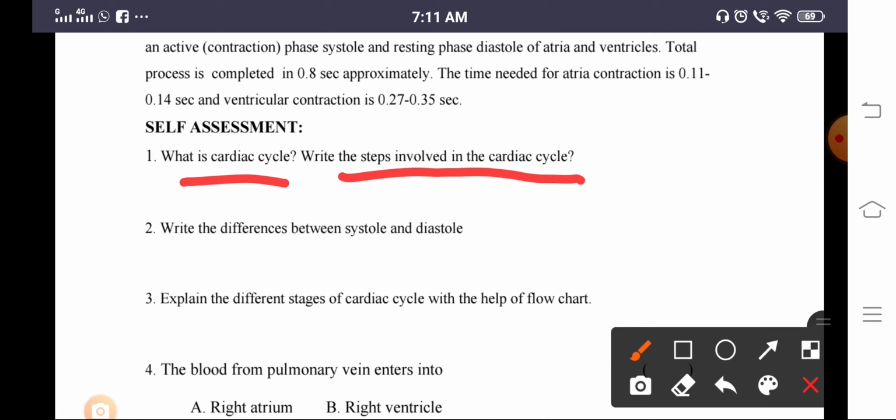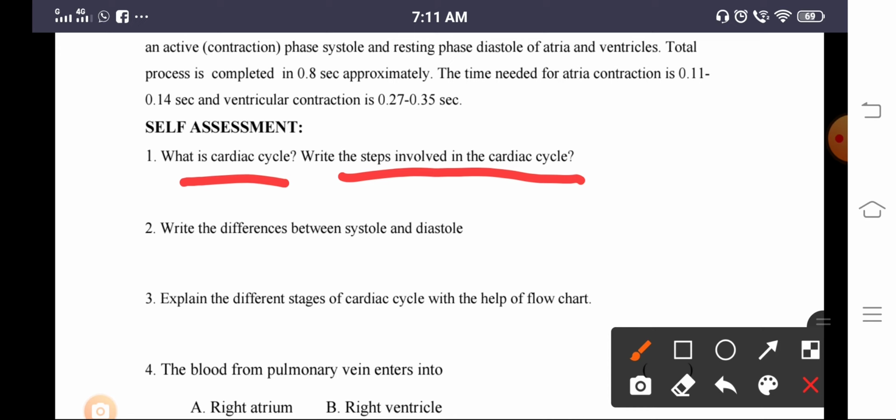Lub sound will come from the closing of valves which are present between auricles and ventricles, whereas dub sound comes from the closing of valves which are present at the mouth of the pulmonary artery and systemic artery.